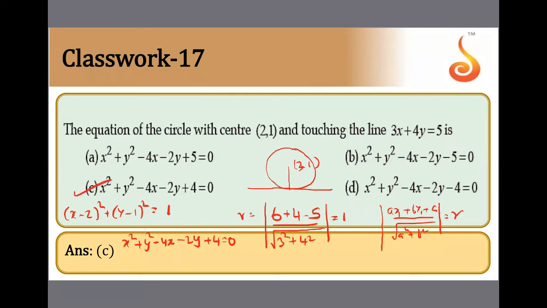X square plus y square minus 4x minus 2y plus 4 equal to 0. This is option C. Clear? Can I move further? This is M, the foot of perpendicular M. Done. So the line is a tangent. Touches the circle means tangent.